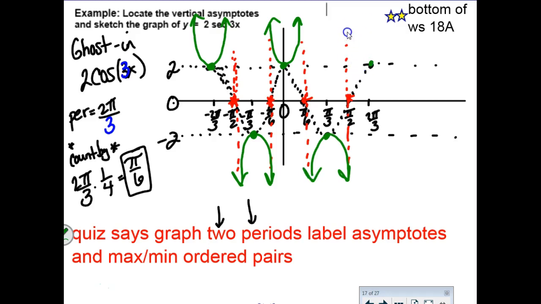And I went a little overboard here. I have more than 2 cycles, but that's okay. In order to graph 2 cycles of a secant or a cosecant, you need to be looking for 4 horseshoe shapes. Okay, so I went a little extra. That's okay. I'm also going to ask you to label ordered pairs. What do you think would be super awesome ordered pairs to come up with? Yeah, all these things right here, right? These extremas. So without using any sort of graphing calculator, I can tell you all those ordered pairs really quickly because I have everything labeled. So like this guy is 0, 2, excuse me. This is pi over 3, -2, and so on and so on.